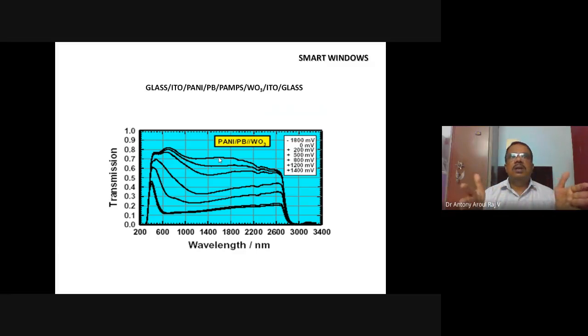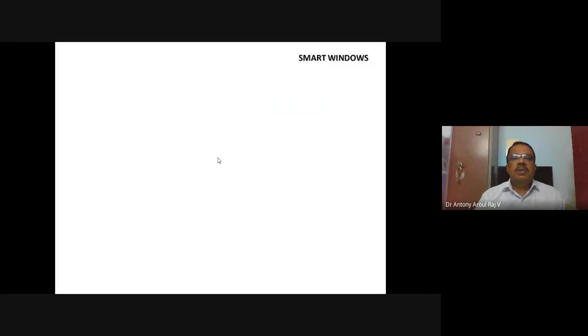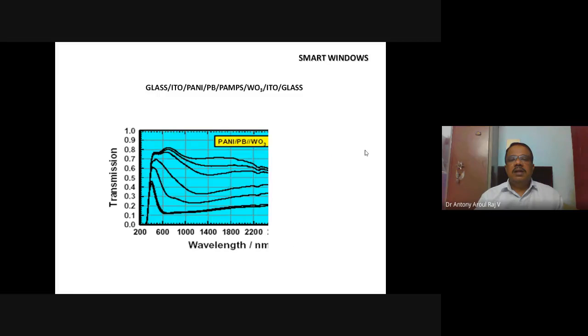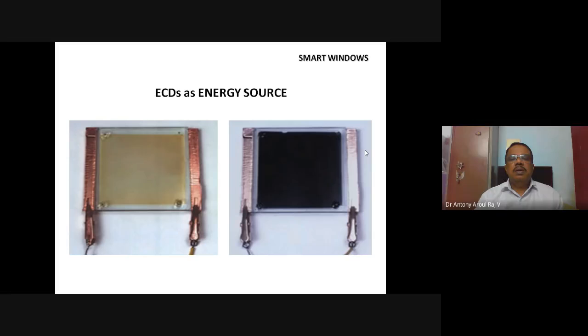Now this is happening in mobile apps itself. You can see it on YouTube. They are controlling the light entering the building with mobile apps. So that is possible. So this is how, when I give a voltage, the color of the glass changes. That is what is given here.